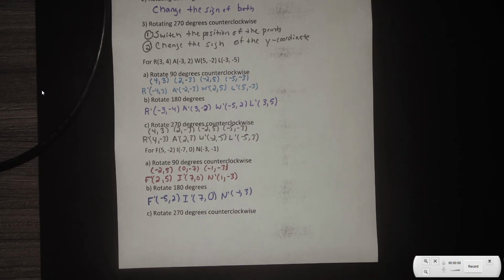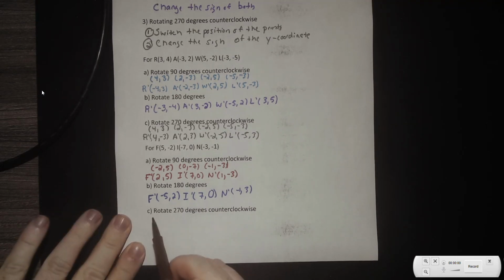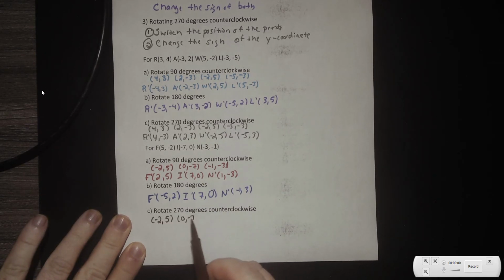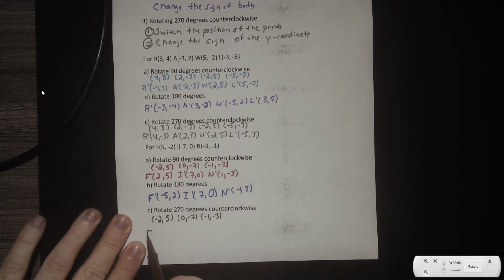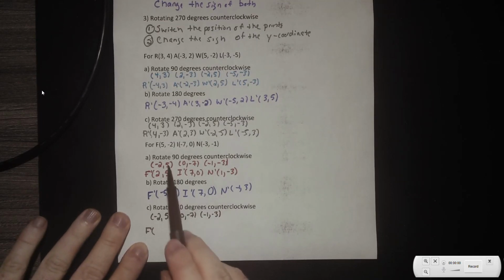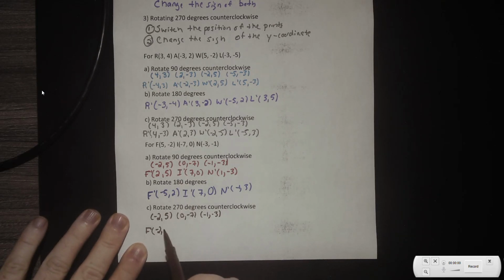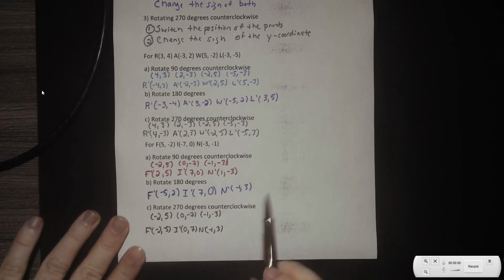Okay, then finally 270. I'm going to rotate 270. So I'm going to start by going (-2, 5), (0, -7), (-1, -3). Again, we're just rotating just like we did with 90. So we rotate them around. And then we're going to change the sign of the y. So 5 becomes -5, 0 becomes 7, and N becomes +3. And that's how you rotate.